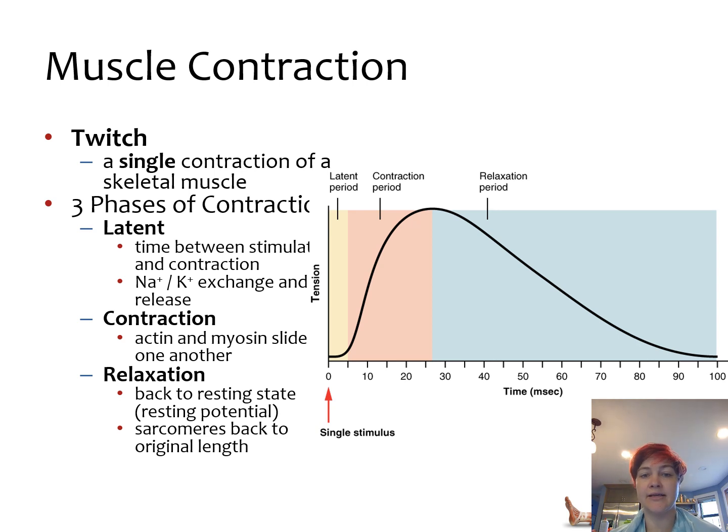The next phase of this is contraction. This is where the muscle is actually shortening, so you're getting actin and myosin sliding over each other. And the last one is relaxation, which is your muscle tension returning back to that resting potential, and your sarcomeres are coming uncoupled from each other and coming back. Okay.